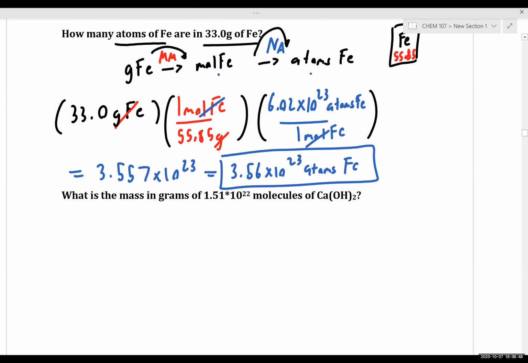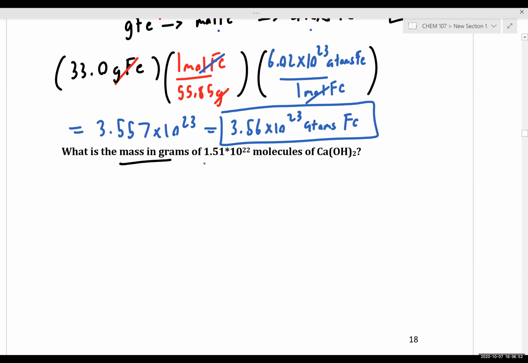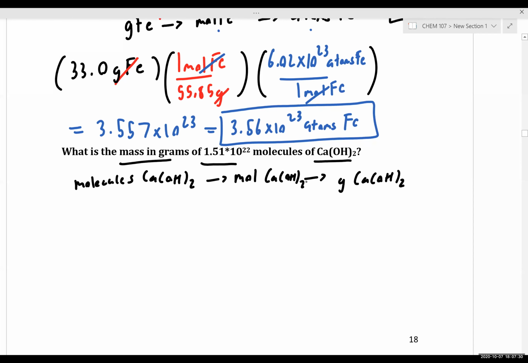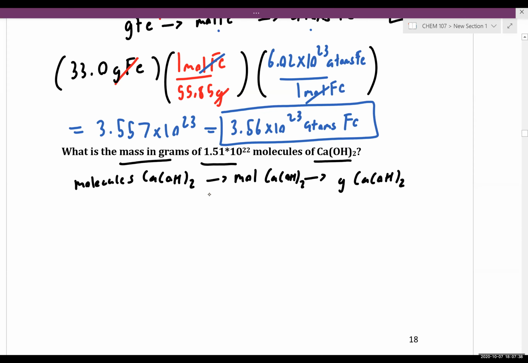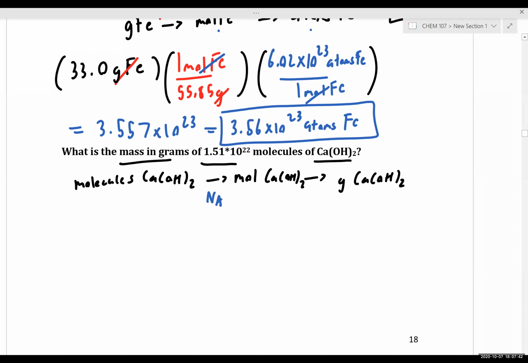Okay, so let's look at another case where we're asked to calculate the mass in grams of a number of molecules of calcium hydroxide. So in this case, we're starting off with molecules of calcium hydroxide. And in the end goal, we want to calculate the grams of calcium hydroxide. Now, what is our stepping stone in this case? What is our intermediate unit in this case? Moles per molecules. Yep. So we're trying to go through the intermediate unit of moles. Yep, exactly right. So just like before, in order to go from molecules to mole, we're going to use Avogadro's number. And to go from moles to grams, we're going to use our molar mass.